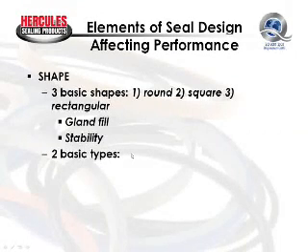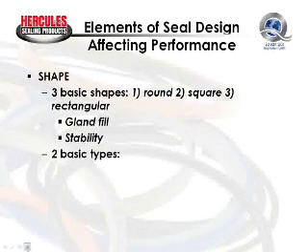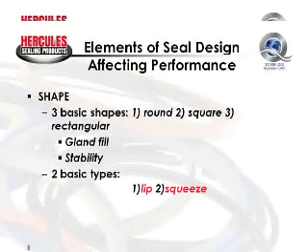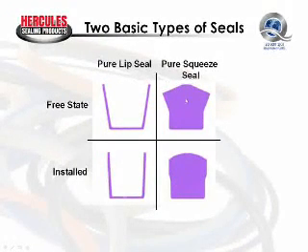Now, there's 2 basic types of seals. And when we analyze these 2 basic types of seals, we're talking about lip seals or squeeze seals. Here we see a pure lip seal in its free state and a pure squeeze seal in its free state. When we install the seals, you'll notice how the lips on the lip seal get more vertical in nature. So what we're doing is we're taking these lips, we're forcing them inwardly so that there's a more vertical relationship to the surface.